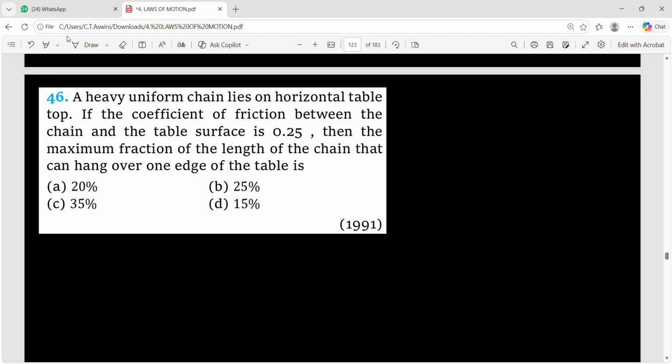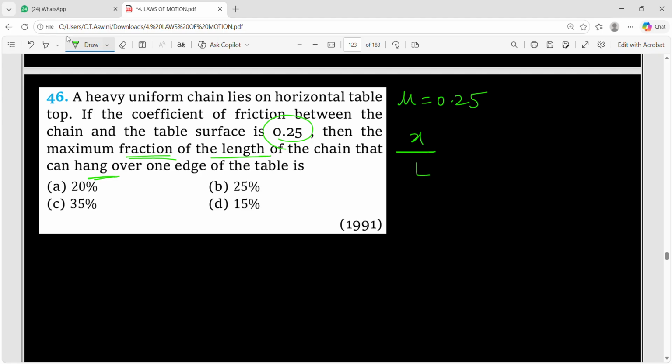A heavy uniform chain lies on the horizontal tabletop. If the coefficient of friction between the chain and the table is 0.25, then what is the maximum fraction of the length that can hang over? That means they are asking for a fraction. See, x is the length of the chain that is hanging, L is the total length of the chain, but they are asking the fraction of the hanging part. That means x by L.